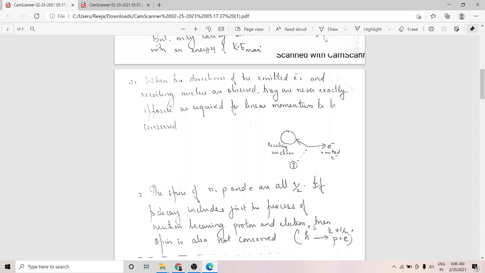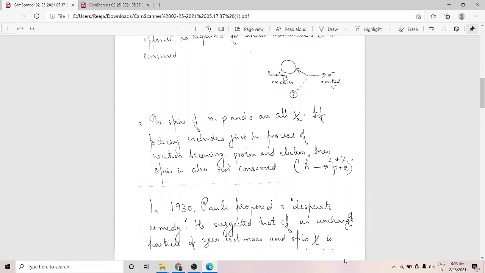That means on the reactant side it is simply spin equal to half, whereas on the product side it is half plus half equal to 1. That means spin is also not conserved, or the spin angular momentum is also not conserved here. So all these conservation laws were apparently violated. In the first look you feel that all of these laws are violated in beta decay.